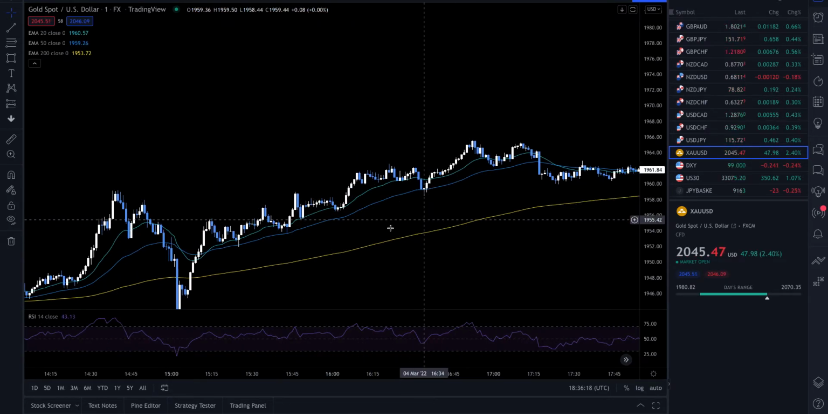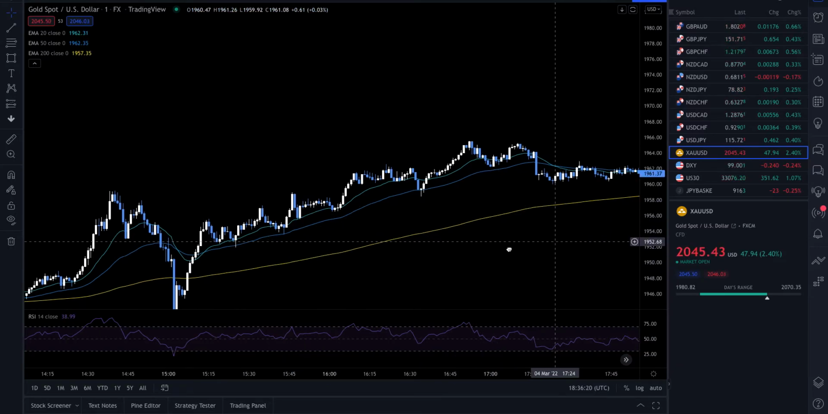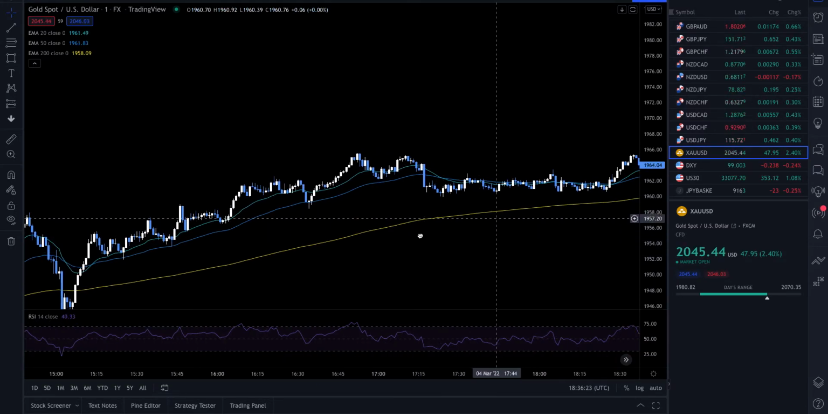Now you're probably wondering what this yellow 200 moving average is and what it's there for if price barely even touches it.